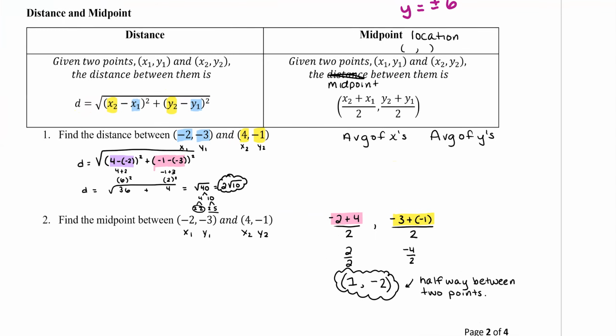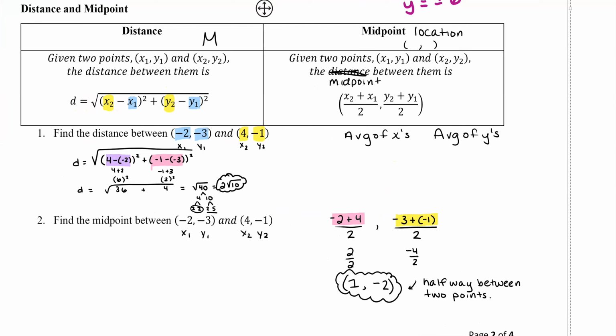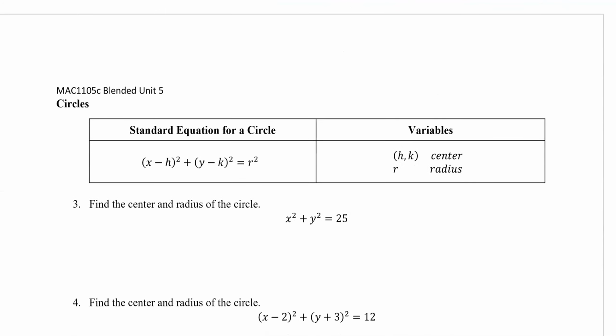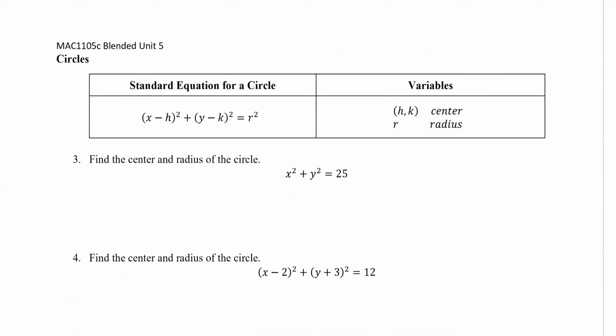So you do have to memorize these formulas. So memorize those formulas so you can find the distance and the midpoint between 2 points. Now, the distance and midpoint we're going to use in this next section. So let's talk about circles. So circles is kind of our last topic for Unit 5.